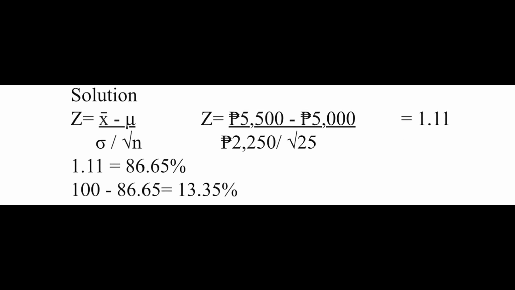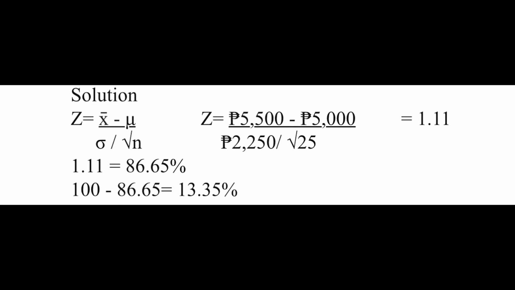We will use the same given formula as the previous one. Formula: X bar minus mu all over the standard deviation over the square root of n. Now let us convert it into our given problem. 5,500 minus 5,000 all over 2,250 over the square root of 25. After we compute, the final answer will be 1.11. 1.11 is equal to 86.65, right?